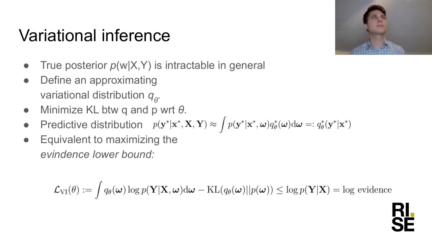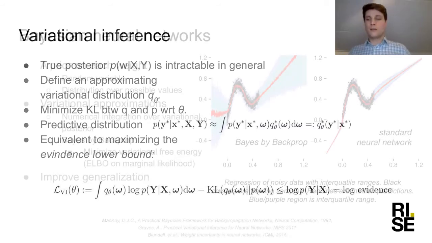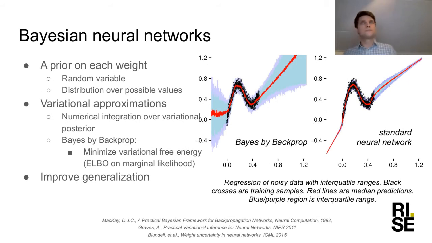So minimizing this Kullback-Leibler divergence is equivalent to maximizing the evidence lower bound. And in this ELBO, the evidence lower bound, we have the left term, which is maximizing the likelihood, and the second term, which is the KL between Q and P, which pushes the model to go close to the prior.